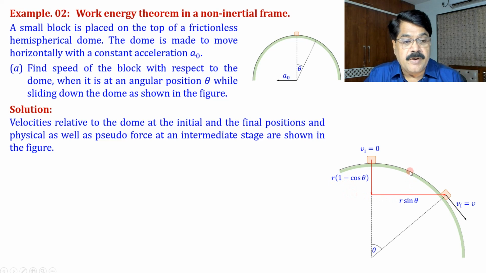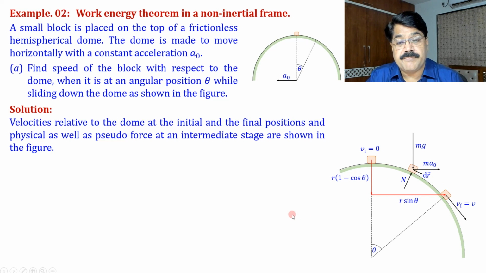Now we represent the box at some intermediate stage here and show all the forces, real as well as pseudo. One force is mg and the normal reaction, and this acceleration was in this direction, so m a0 will be reversed in this direction. And here we show an infinitely small displacement dr vector. Why are we showing it? It will help us decide the work done by the normal, because this dr vector at every instant will be perpendicular to the normal reaction, so the work done by normal will be 0. For mg and m a0, to calculate their work, we use this displacement component, because these two forces are constant forces.